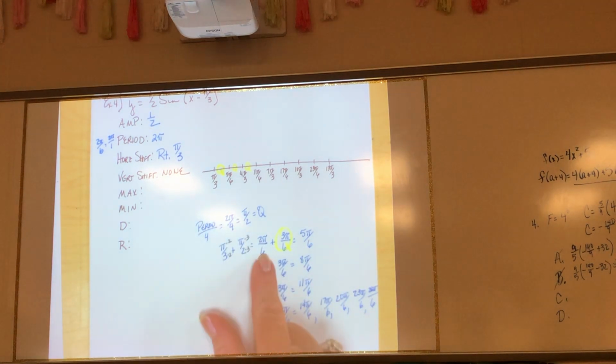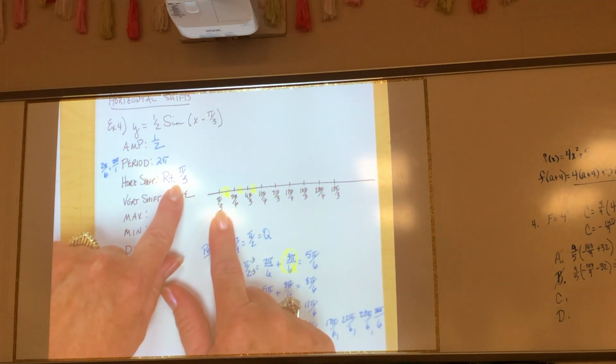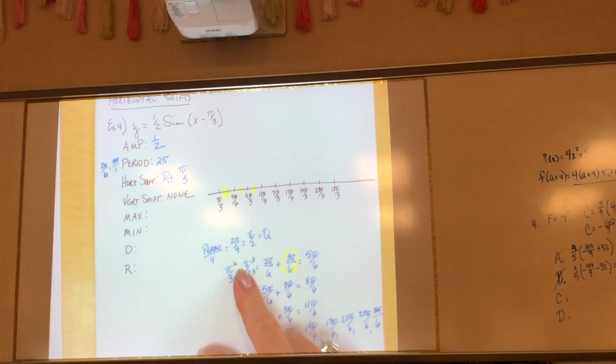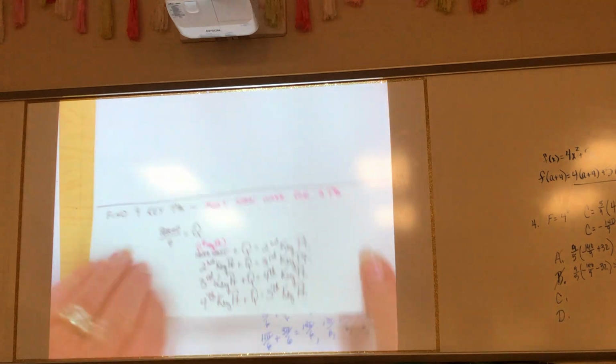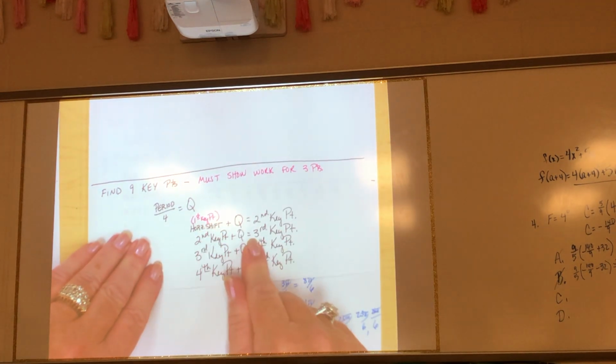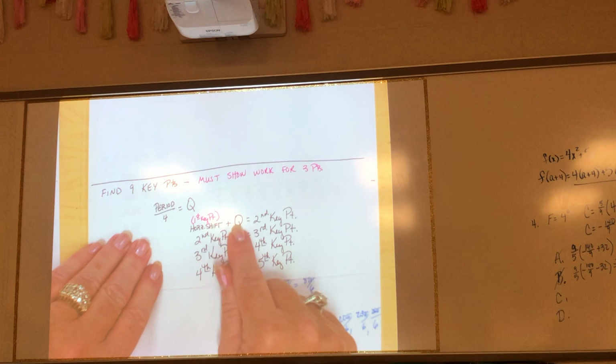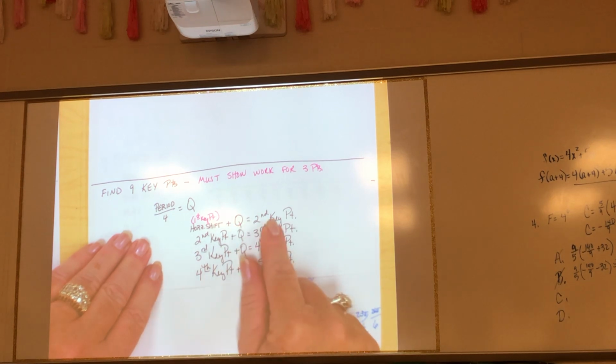This 2 pi over 6, this came from this guy right here. You have to add first. You have to start at your horizontal shift. Look, that's what your directions say. They say take your horizontal shift. If it's right, it's positive. If it's left, it's negative. Because we're starting at 0, that's your first key point. Then you're going to add Q to it, and that'll give you your second one.